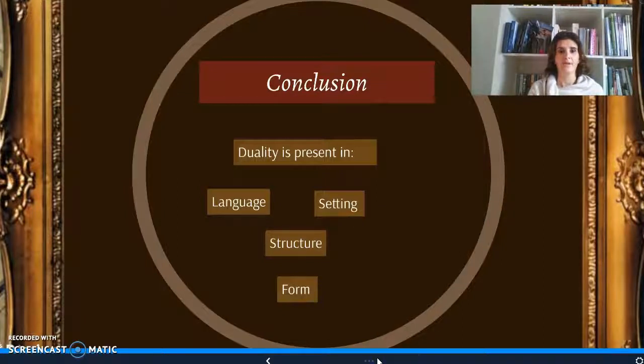So, I think this is all for today. We'll go deeper in the analysis of the novel by reading a passage in class.